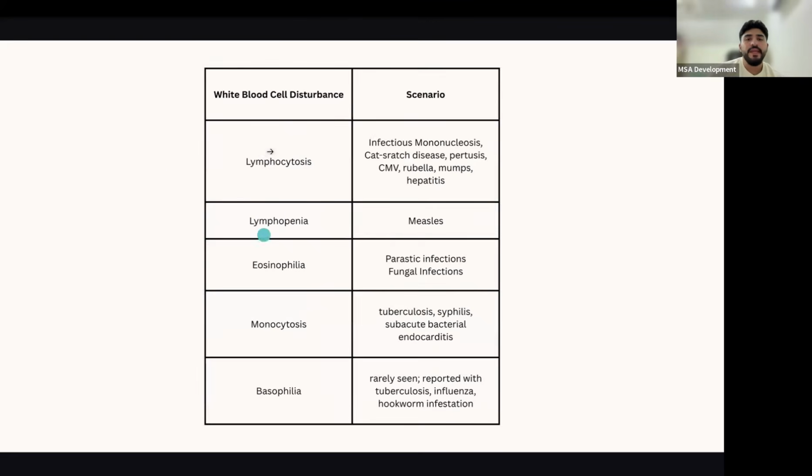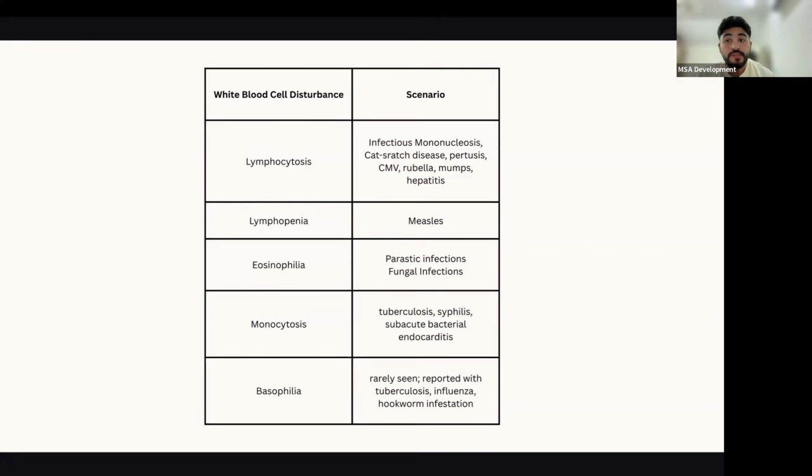Now, if the patient has lymphocytosis, what do I need to think about? I need to think about viral infections: infectious mononucleosis, cat scratch disease, CMV, rubella, mumps, hepatitis, this entire family. If the patient has lymphopenia, this is very common in measles. If the patient has eosinophilia, you see it in parasitic and fungal infections.